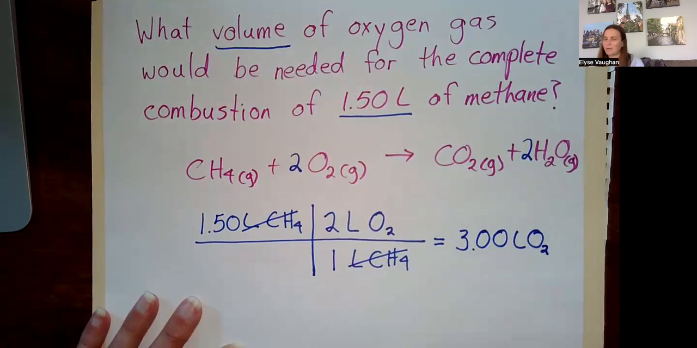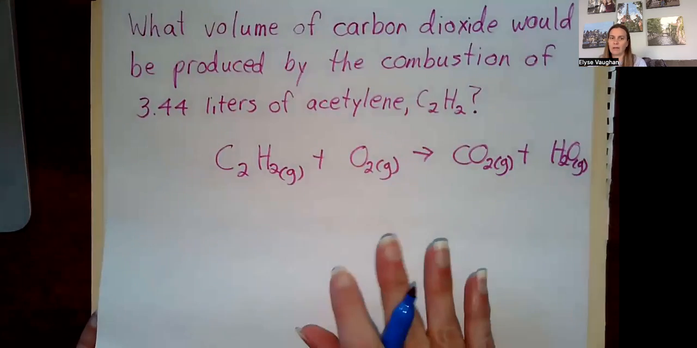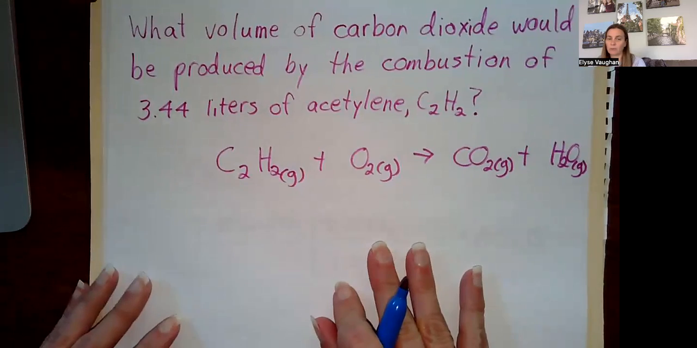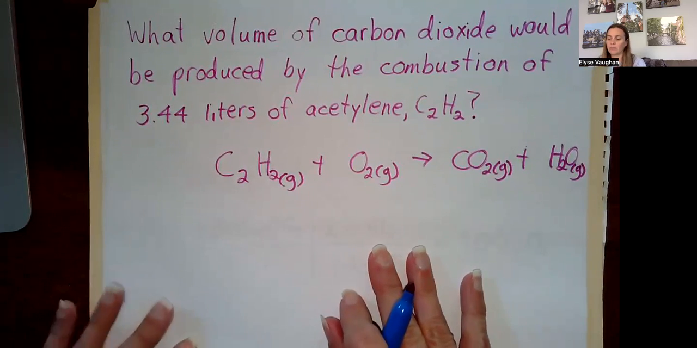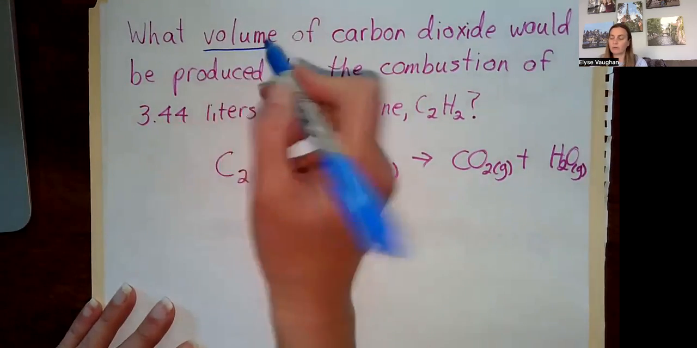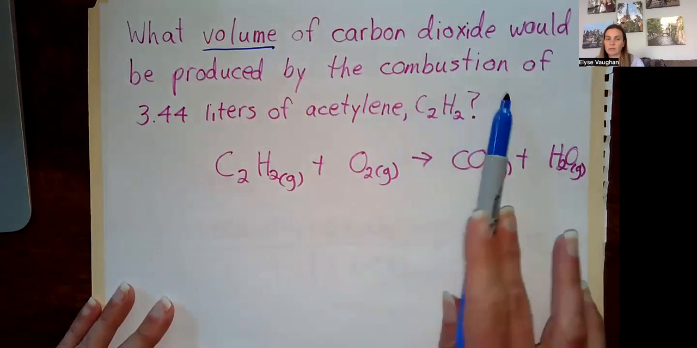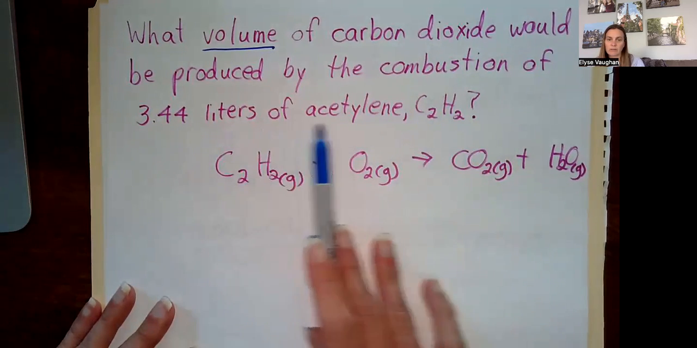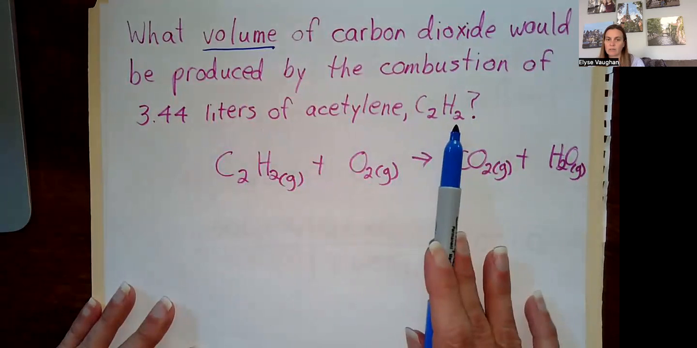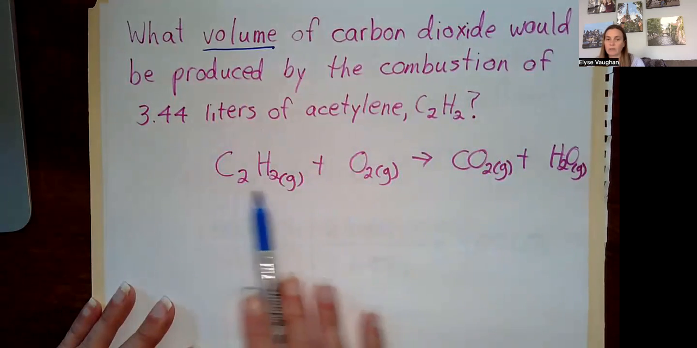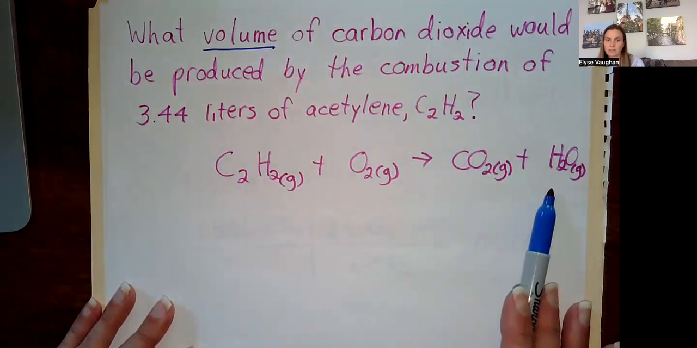Let's do one more practice problem together. We have another combustion problem. It says what volume of carbon dioxide, so I know I'm looking for volume, would be produced by the combustion of 3.44 liters of acetylene gas, the C2H2. So again, we're given the equation, we just need to balance it.